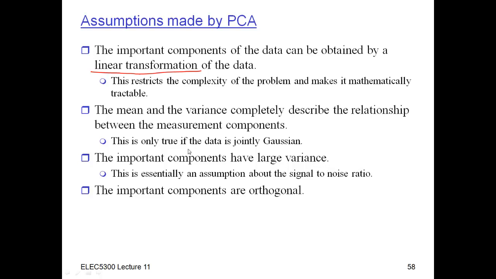And the final thing that's assumed by PCA that may not be true is that the important components making up this signal are orthogonal. And so if some of these guys are not satisfied, then that sets the stage for some variation of PCA called ICA, but we won't talk about that in this class.